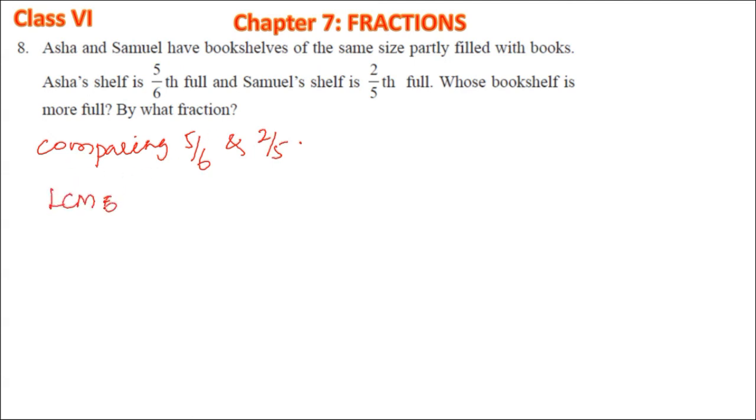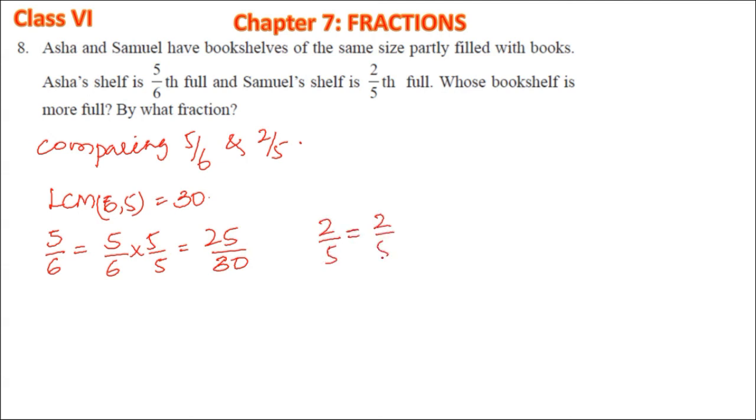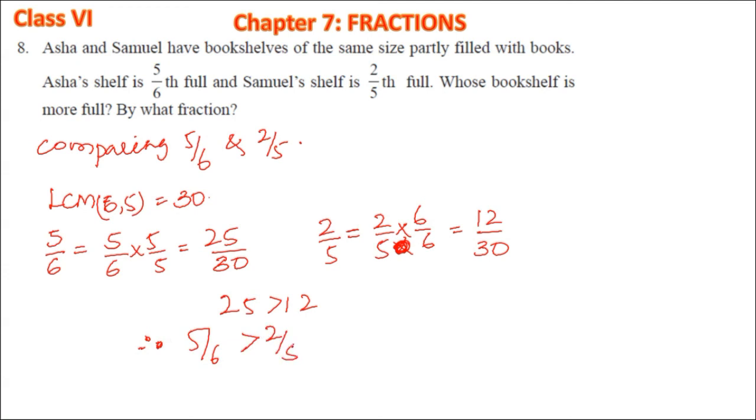of the denominator 6 and 5, we get it as 30. So this 5 by 6 is the same as 5 by 6 multiplied by 5 by 5, 25 by 30. And this number 2 by 5 is the same as 2 by 5 multiplied by 6 by 6. We get it as 12 upon 30. If you compare this, 25 is larger than 12. Therefore, 5 by 6 is larger compared to 2 by 5.